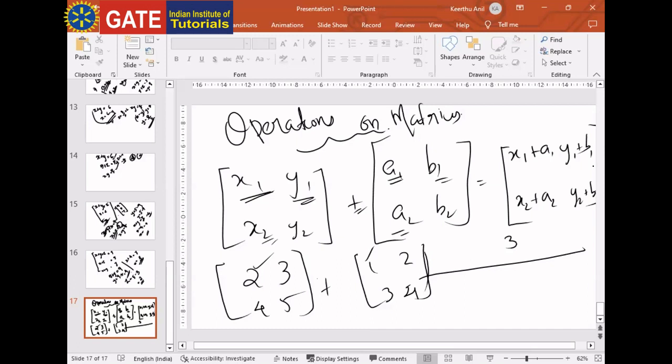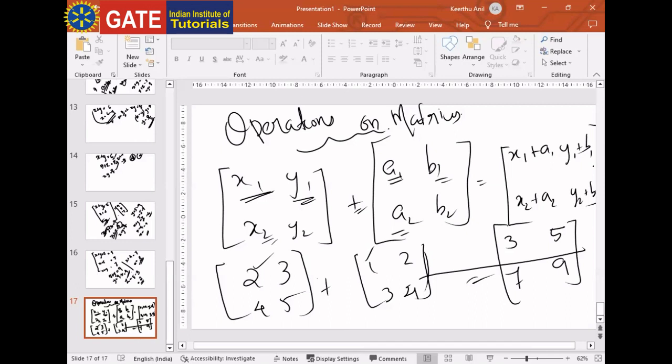3 plus 2, 5. Now 4 plus 3, 7. Now 5 plus 4, this will be a sum of the two numbers. Got it? Likewise, we have to take this.